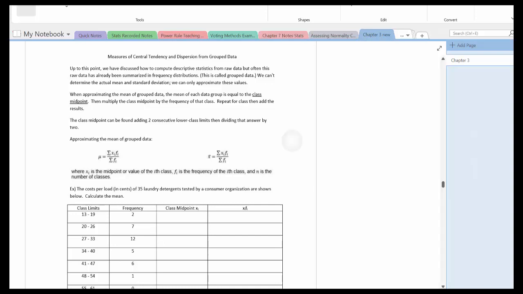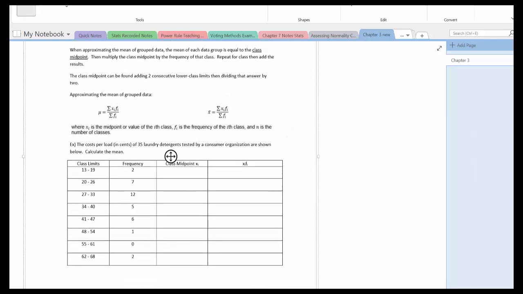I've given the formulas below for this, and I'll do all the class midpoints and maybe the first row for x_i times f_i, but I will also show you how to do this in the calculator, and this is how I would expect you to be able to do it for the test, using the calculator. All right, so let's take a look at this example.